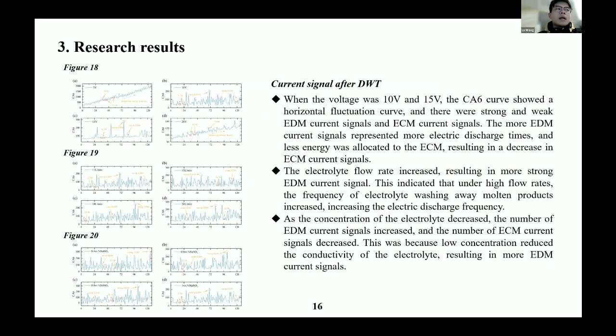The signal processed by DWT shows that the voltages at 10 and 50 are relatively stable discharge voltage stages, with strong EDM, weak EDM, and ECM signals present. After the electrolyte flow rate increases, more EDM signals appear, indicating that the effect of EDM is enhanced when the electrolyte washes away some of the molten products. As the concentration decreases, the decrease in conductivity leads to an enhanced effect of EDM and a weak effect of ECM. This results in more EDM signals at low concentrations.